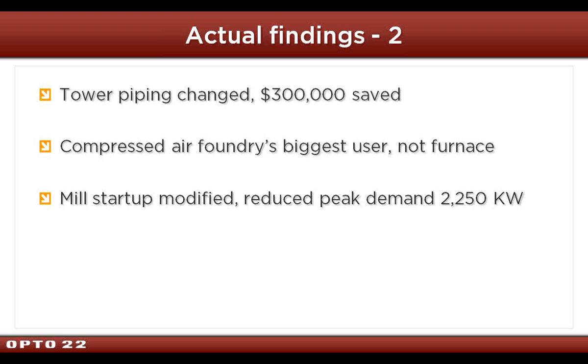This third one was a cement plant, the Cosmos plant out of Louisville. They had 2 mills. They alternated them, I think, weekly or every other week. And they were overlapping the startup and the shutdown.